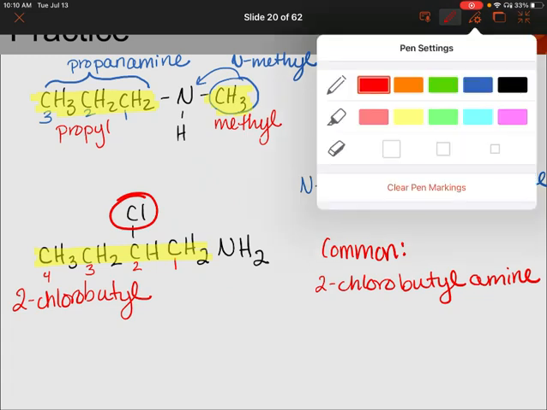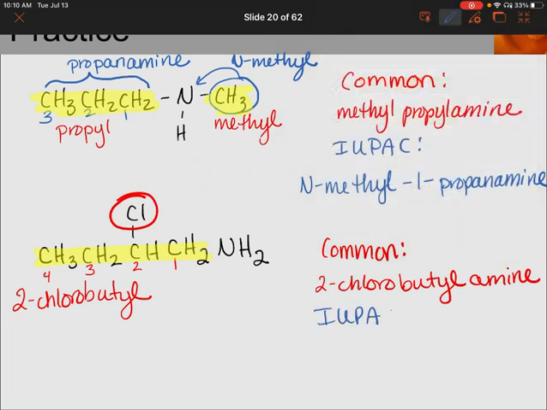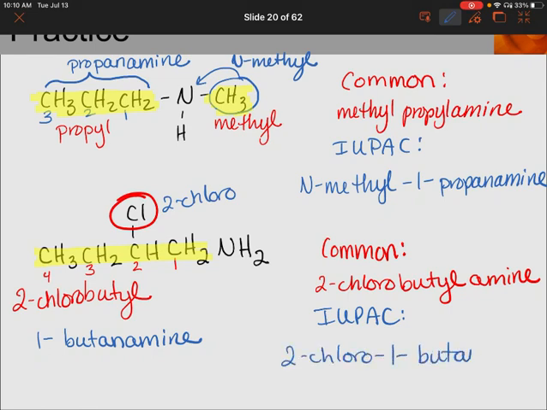Now let's use the IUPAC method. Okay, so we want to find the longest carbon chain. We only have one carbon chain and it has 4 carbons. So normally we would call that butane, but because there's a nitrogen, we're going to add amine. So it's butanamine. And then it looks like the nitrogen is bonded to carbon 1, so that would be 1-butanamine. And then again, we're going to put that 2-chloro in front. So the full name is 2-chloro-1-butanamine.